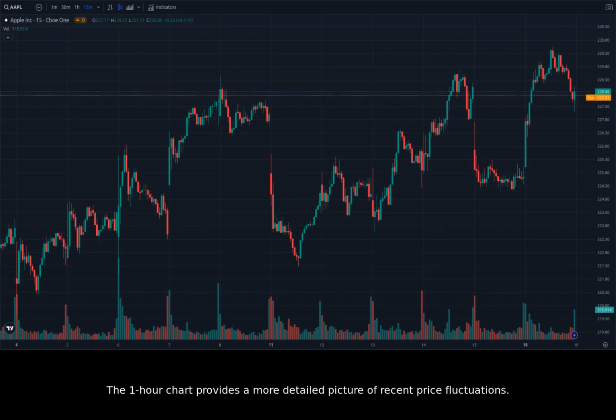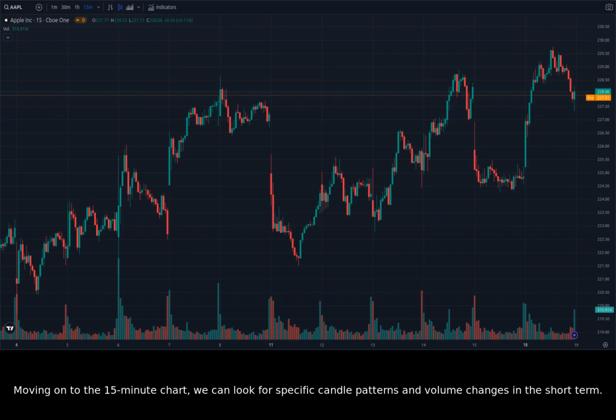The 1-hour chart provides a more detailed picture of recent price fluctuations. We can identify potential short-term support levels around $225 and $220 based on the 1-hour lows. Resistance levels can be seen at approximately $230 and $235. The price action is somewhat volatile, indicating uncertainty in the market. Looking at specific candle patterns might offer additional insight.